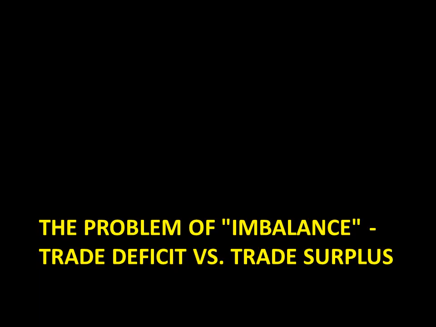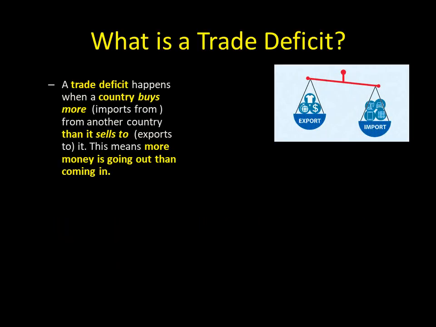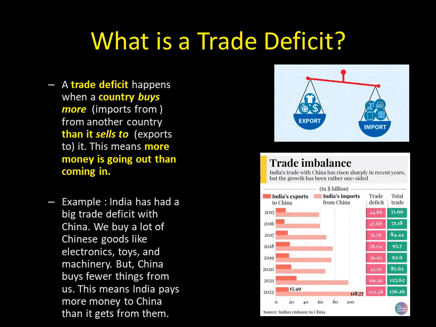The problem of imbalance, trade deficit versus trade surplus. What is a trade deficit? A trade deficit happens when a country buys more, that is, it imports more from another country than it sells to, that is, exports. This means more money is going out than coming in. For example, India has had a big trade deficit with China. We buy a lot of Chinese goods like electronics, toys, and machinery. But China buys fewer things from us. This means India pays more money to China than it gets from them.